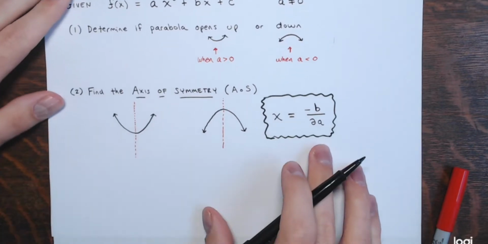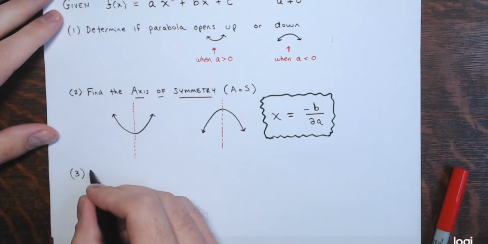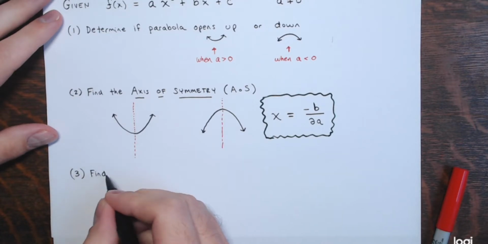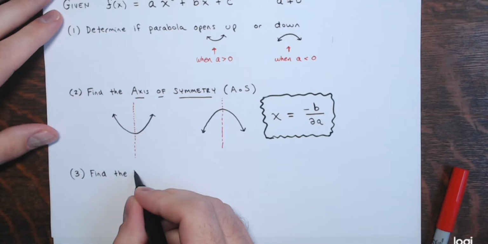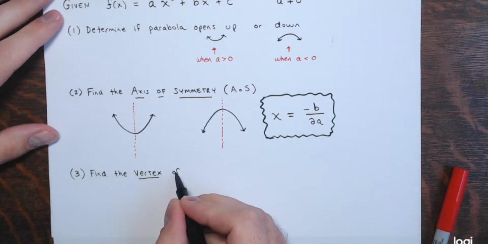Then once I have the axis of symmetry, I'm going to find the vertex of the parabola.